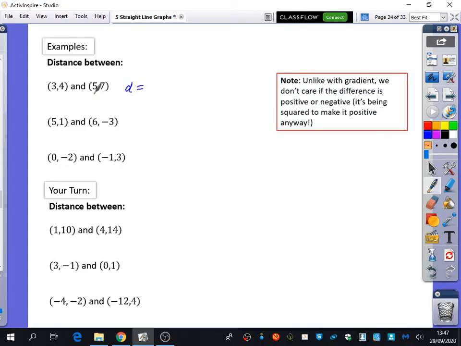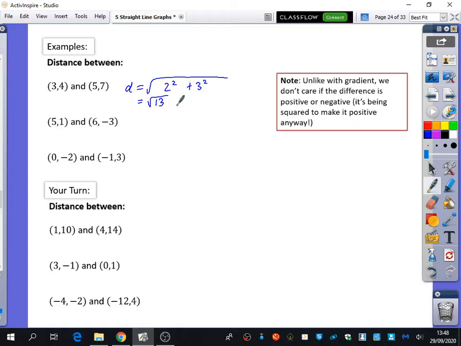I'm not going to do how some textbooks might do. They might say, okay, it's going to be 7 minus 4 squared. That's just silly. We don't need to do that. We're all better mathematicians. We can just look and say what the change is between them. So the difference between the x coordinates here is just 2. The difference between the y coordinates is just 3. So we have 2 squared plus 3 squared, which is 13. So the distance between those 2 points is the square root of 13.